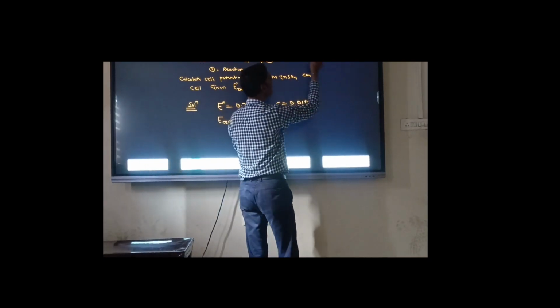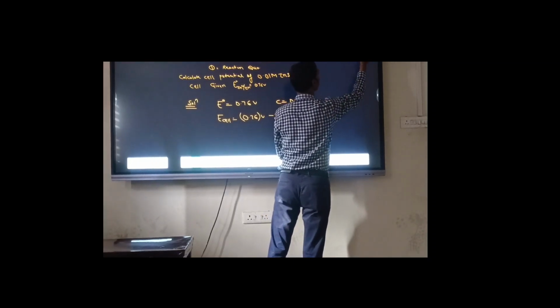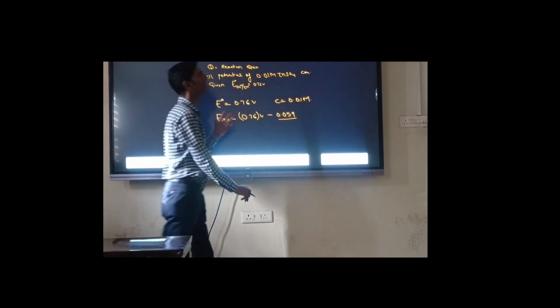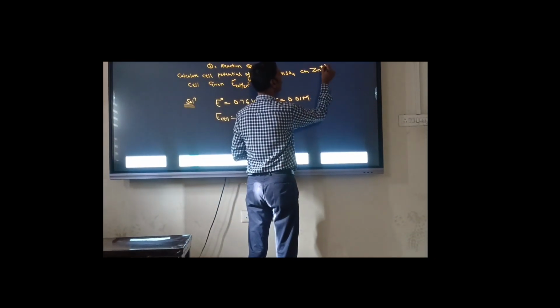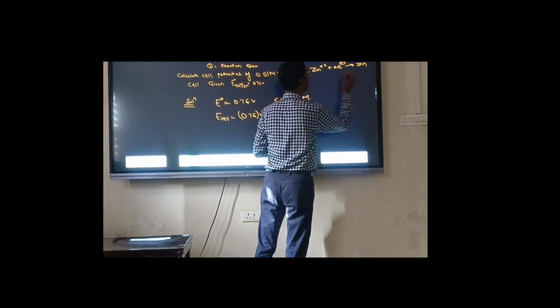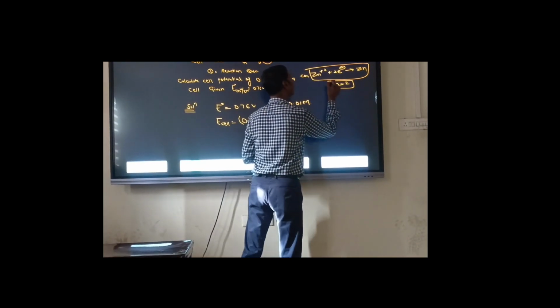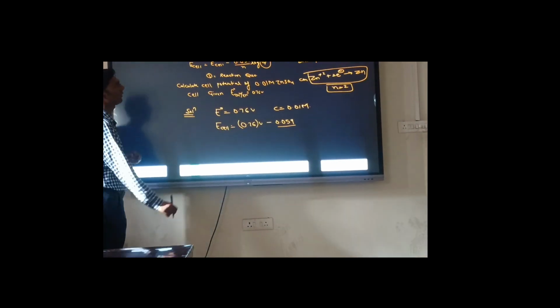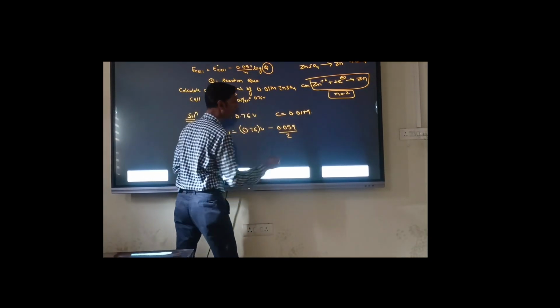Whenever this zinc sulfate solution is decomposed, what we obtain is Zn plus 2 and SO4 minus 2. I think you are aware of that. Then this Zn plus 2, whenever it reduces, converts into Zn. So here the number of electrons exchanged during the reaction is 2. What is this n? n is the number of electrons exchanged during the reaction. So in place of n, I have to write 2.